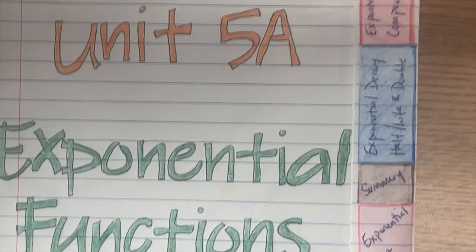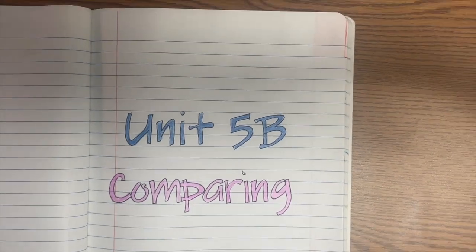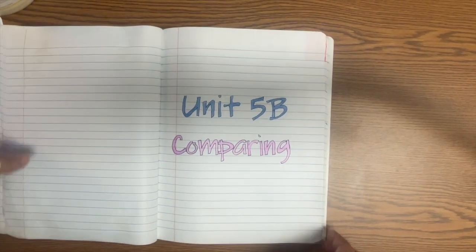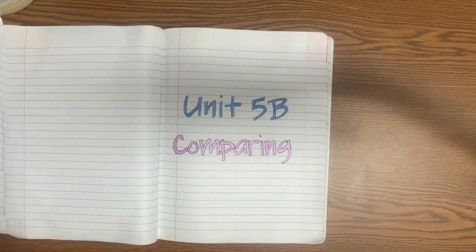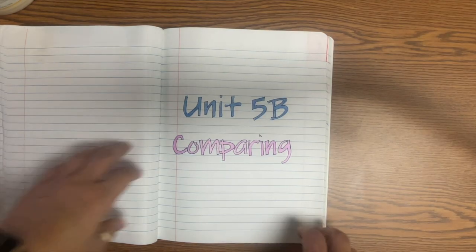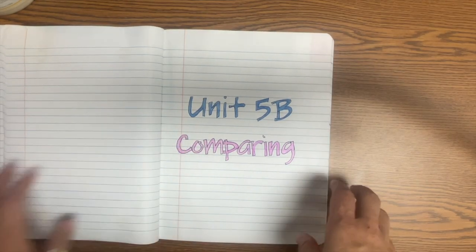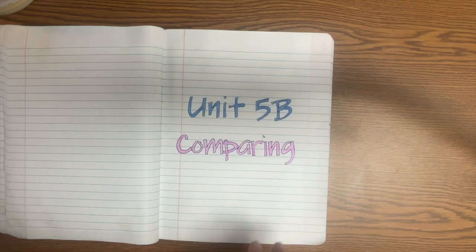All right, as always, we're going to make a cover page. So our cover page is going to be titled Unit 5B, Comparing. All right, what we're going to do is we are going to label where we're going to put our tabs.